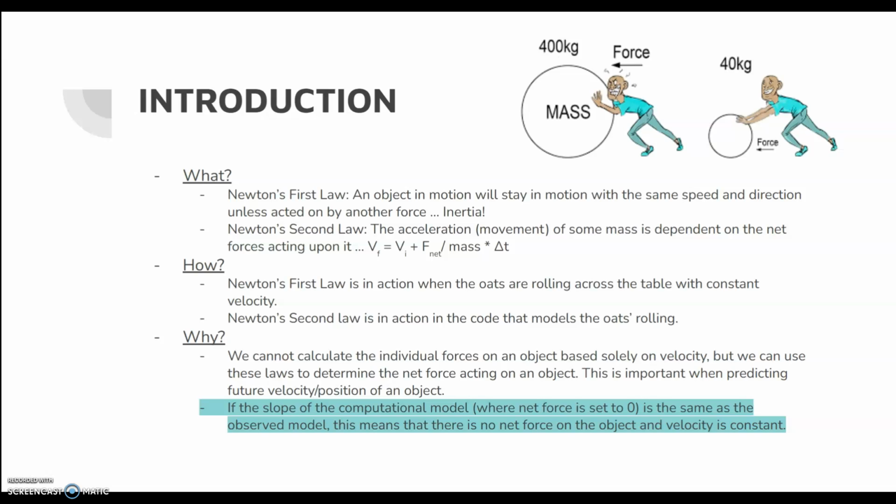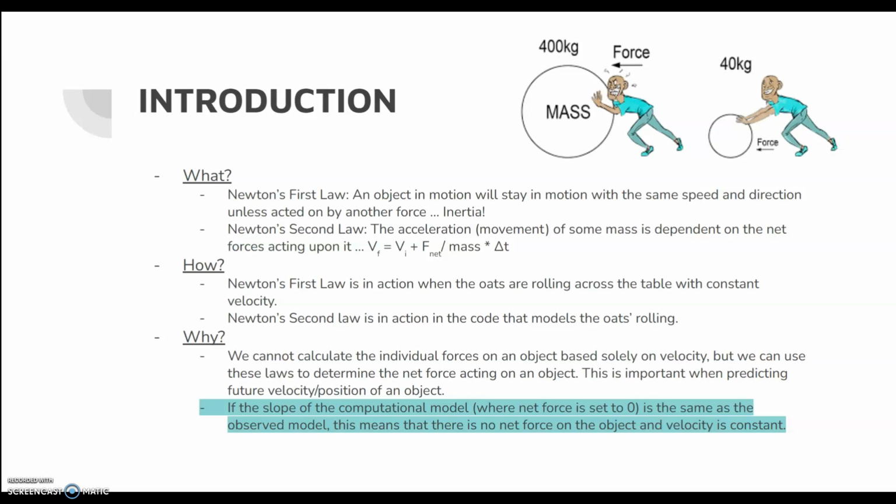Newton's second law states that the acceleration is dependent on the net forces that are acting upon it. So here we have the velocity update formula, which is derived from Newton's second law. In this lab, we're going to be applying these laws in action. The first law can be seen when the oats are rolling across the table. Newton's second law is in action in the code that models the oats.